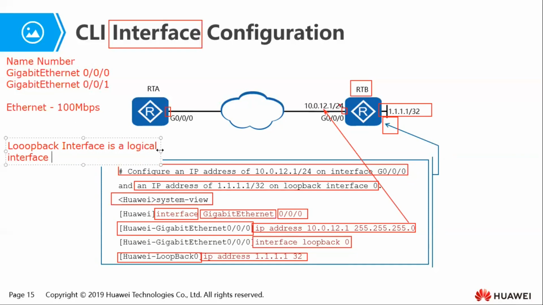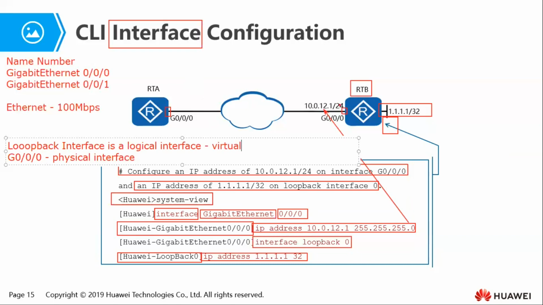What do we mean when we say it's a logical interface? We have the interface like 0/0/0. This is what we call a physical interface. The logical interface is a virtual interface. It's just an interface that is created with software in order to be used for a particular purpose.